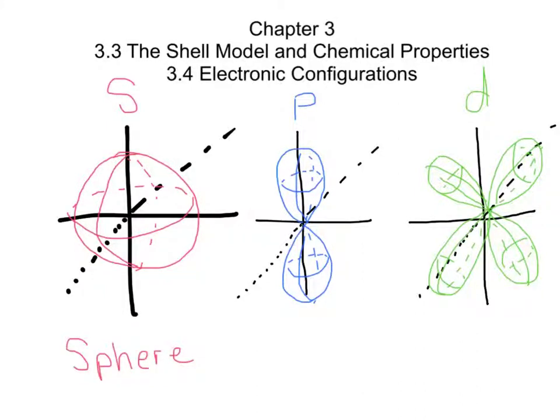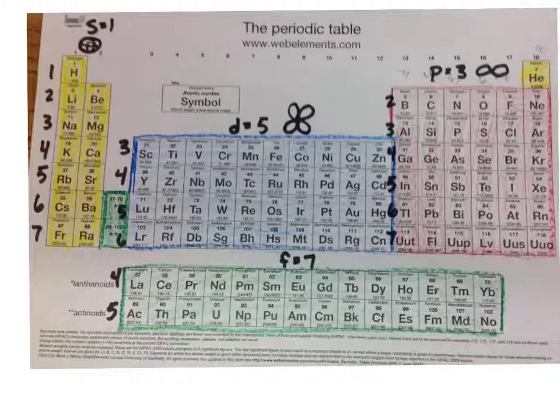Okay, welcome to Chapter 3, sections 3.3 and 3.4. 3.3, the shell model and chemical properties, and 3.4, electron configuration. Last time we colored our periodic table and we put these symbols on it. Remember that S is a sphere, D is a cloverleaf, P is a sort of infinity sign. Remember, they're like balloons though, and they have skins, and F, we don't have to worry about.